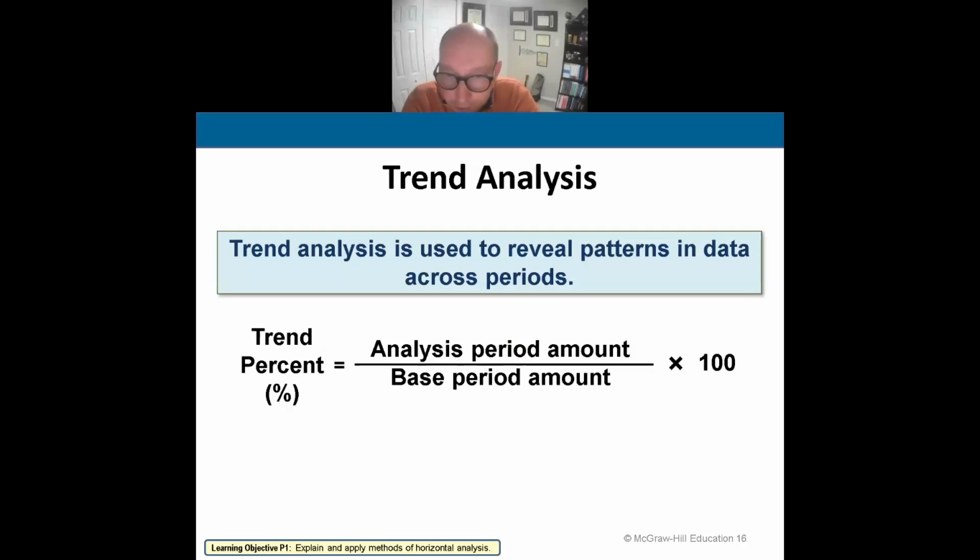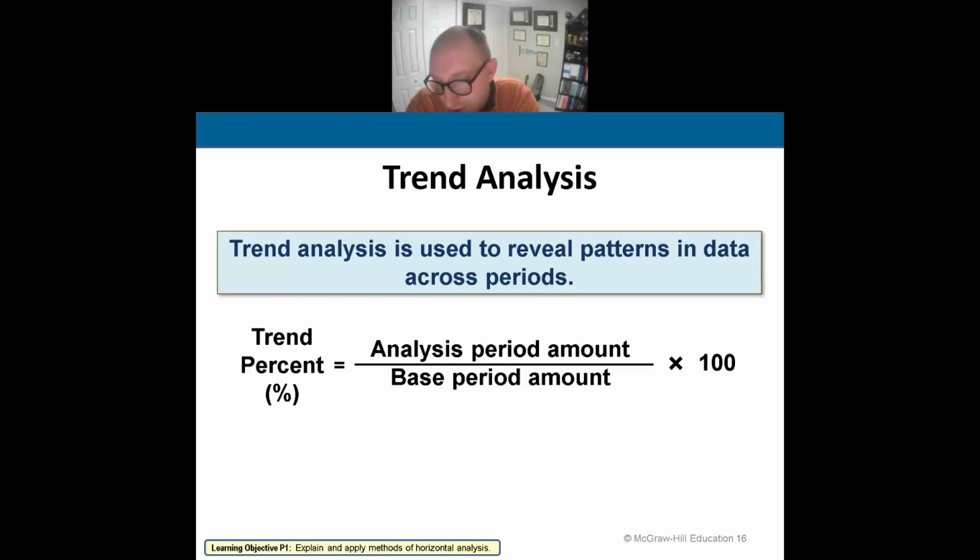Another tool that helps us to identify the trends in the horizontal analysis is called the trend percentage. The trend percentage shows us the trends over time. It basically shows us how much things have changed over that time period.